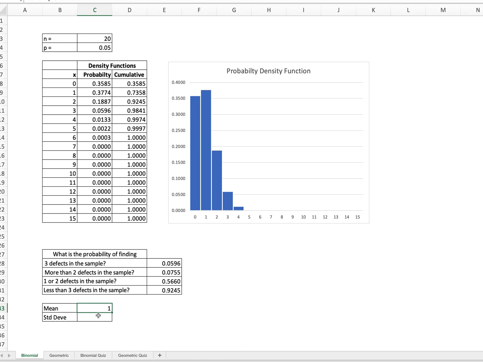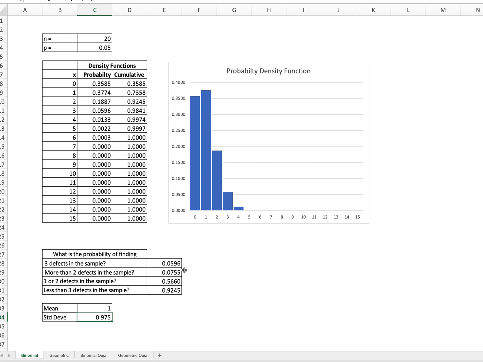What's the standard deviation? Well, it's the square root of n times p times q. What's q? I forgot what q is. Oh, yes, it's 1 minus p, or 0.95. So my standard deviation is 0.9746. Let's take it to 3 decimal places.